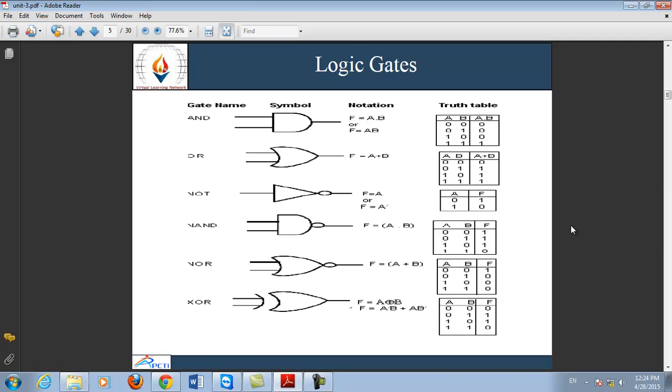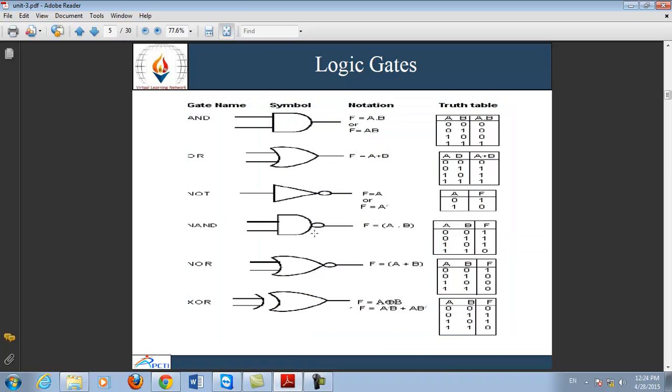Next is NAND gate. NAND gate is the combination of AND gate and NOT gate. देखिए, आप देख सकते हैं यहाँ पे, the symbol of AND and NAND is almost similar, but the only difference is that in case of NAND gate we put the negation sign here. Negation means जो NOT gate में आपका sign था. It means NAND gate is the combination of AND gate plus NOT gate.